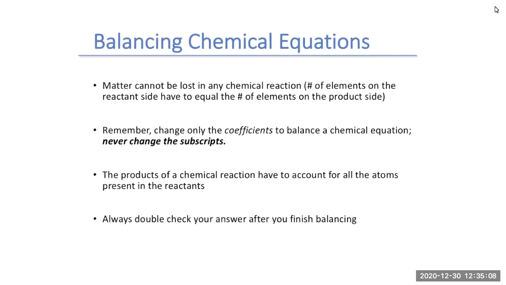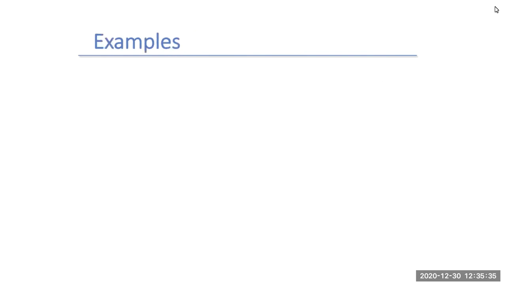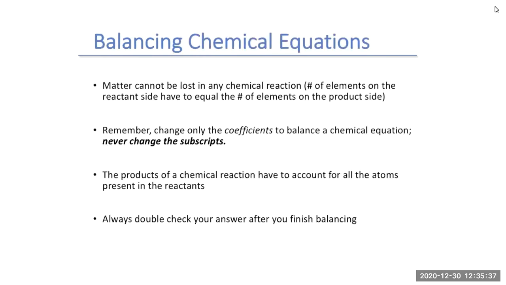So looking a little closer at balancing our chemical equations. As I said, remember matter cannot be lost during a chemical reaction. So the number of elements on the reactant side has to equal the number of elements on the product side. And one important thing when you're balancing equations, you only change the coefficients. Only ever change the coefficients. Don't touch the subscripts. If you change the subscript, now you've changed which compound you're talking about. So never, ever, ever touch your subscripts.